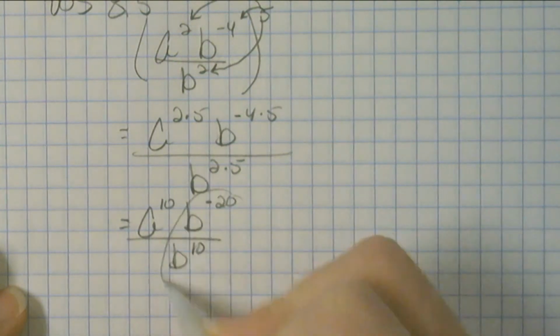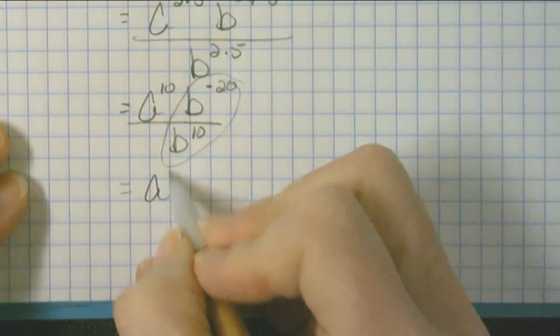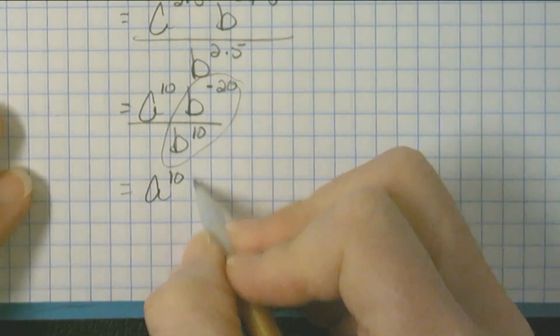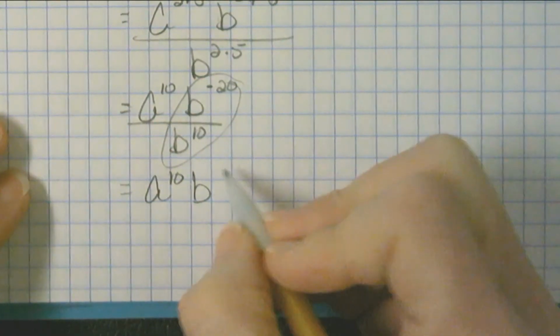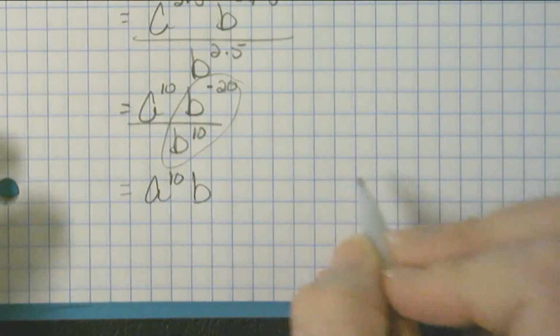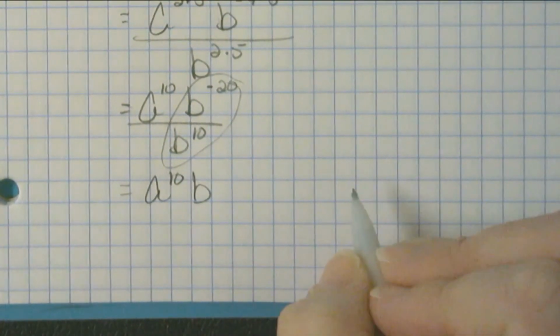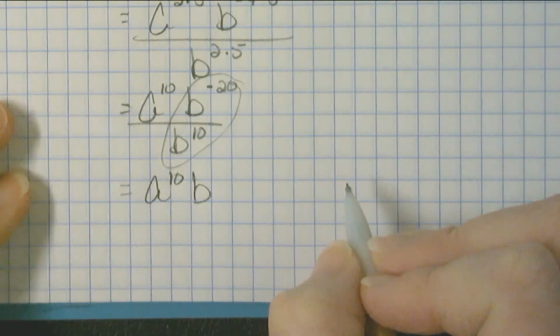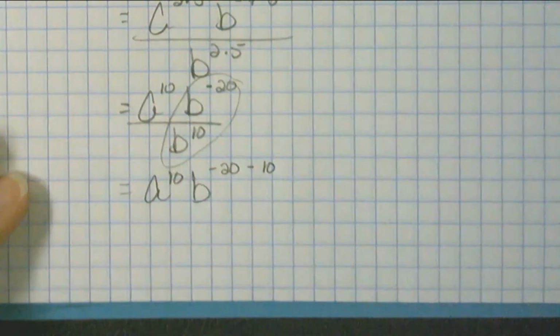Now I can go ahead and simplify those b's. So this is going to be a to the 10th. I'm leaving it. I'm dividing two numbers with the same base. I keep the base in the numerator. What do I do with my exponents? I keep the base in the numerator. What do I do with my exponents when I'm dividing two numbers with the same base? You subtract them. It's your numerator exponent minus your denominator exponent.